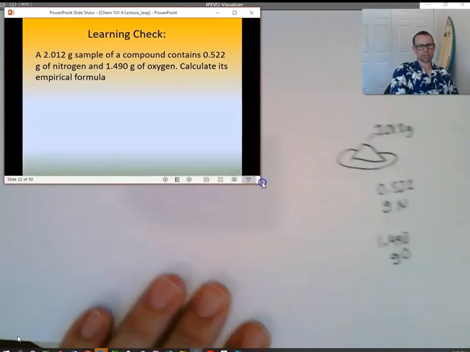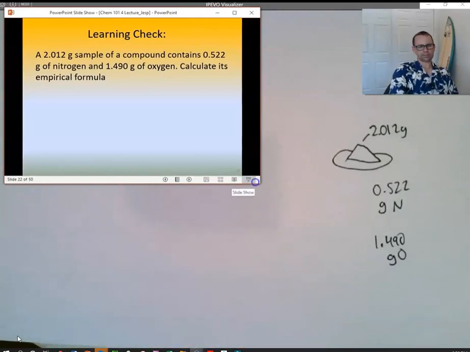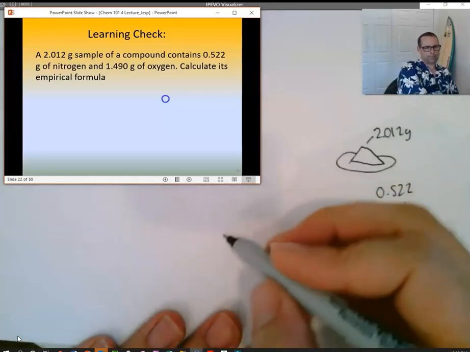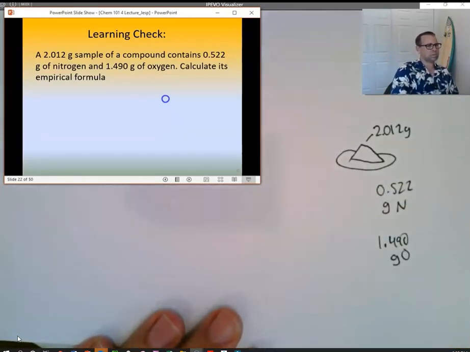So how can I find the moles of material? Because that's what the empirical formula is. Nitrogen is 14. Okay, so I'm going to start with an equal sign.